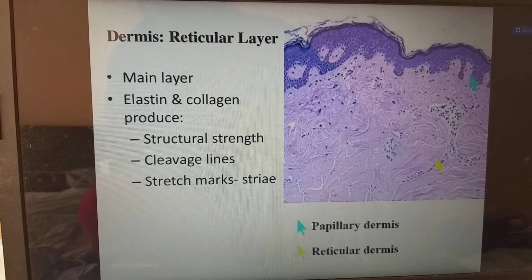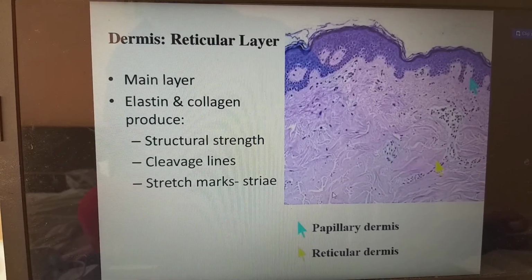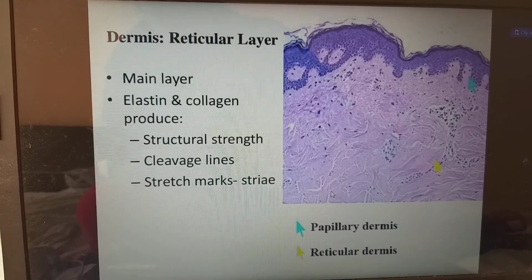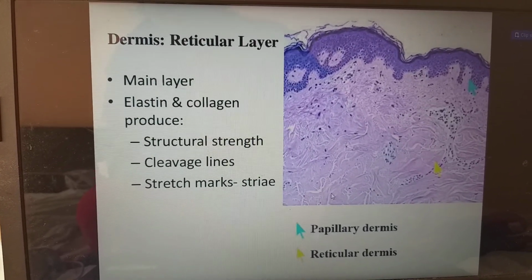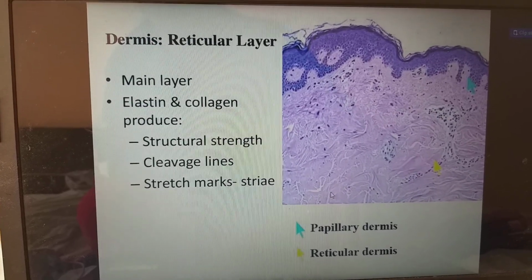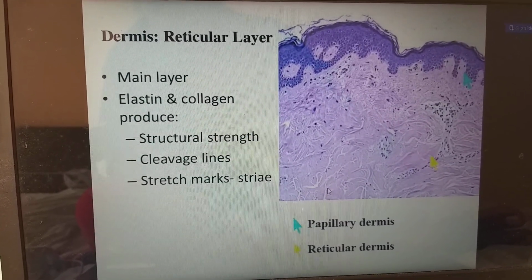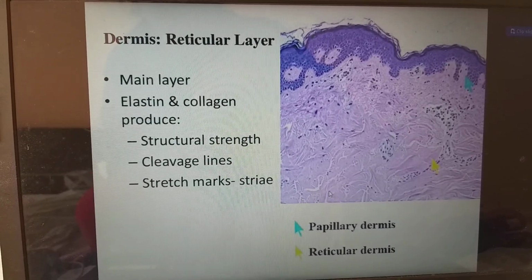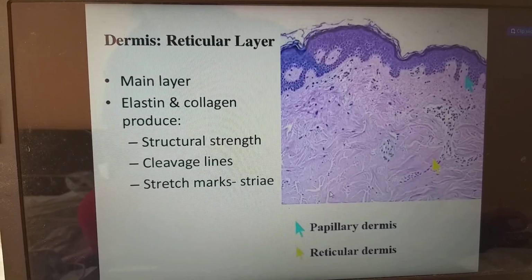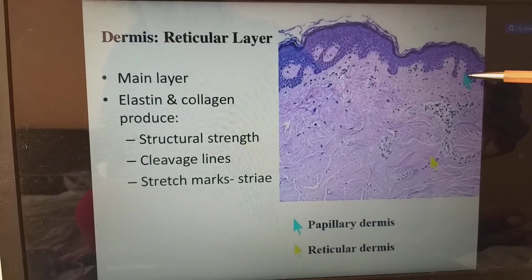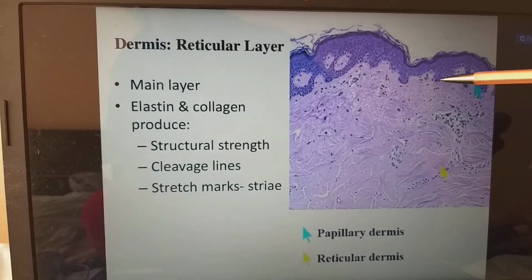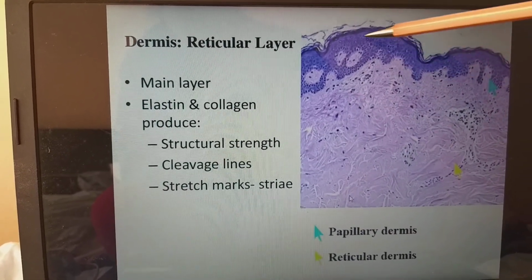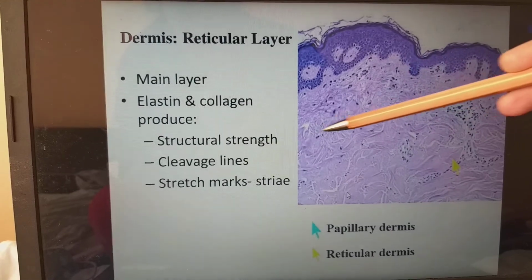Next, the reticular layer. This is the main layer, which consists of elastin as well as collagen. If you pull your skin, it will be elastic because of this protein called elastin, as well as collagen. It gives structural strength, and cleavage lines and stretch marks, striae, are all because of this reticular layer. So we have the papillary dermis and reticular dermis. In the papillary dermis, we can see the finger-like extensions. This is the papillary dermis, and here we have the reticular dermis.